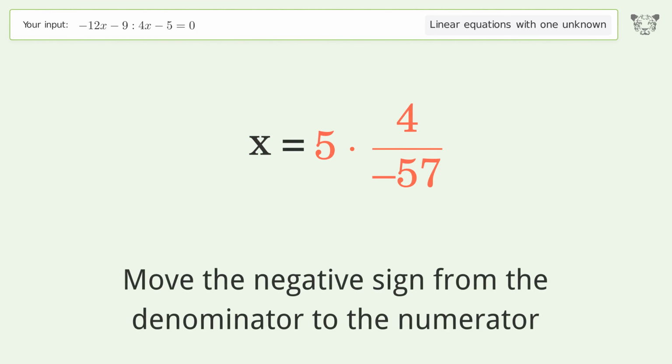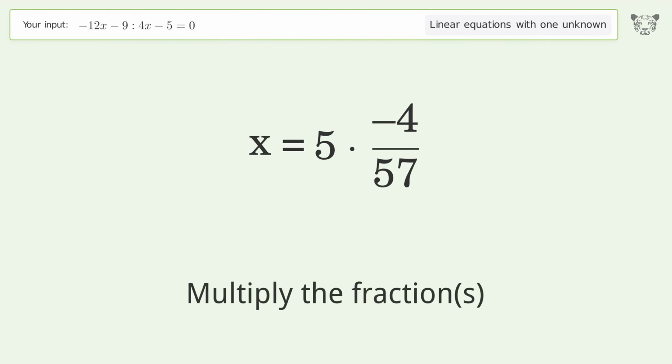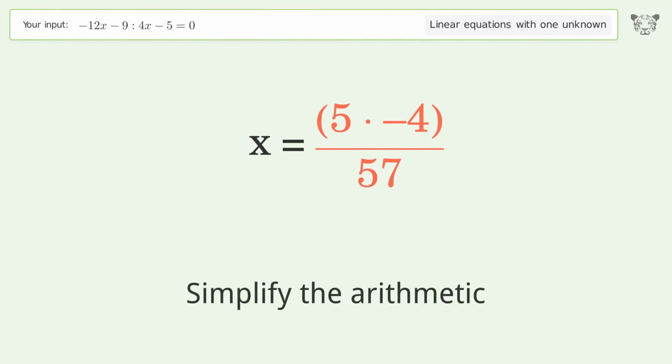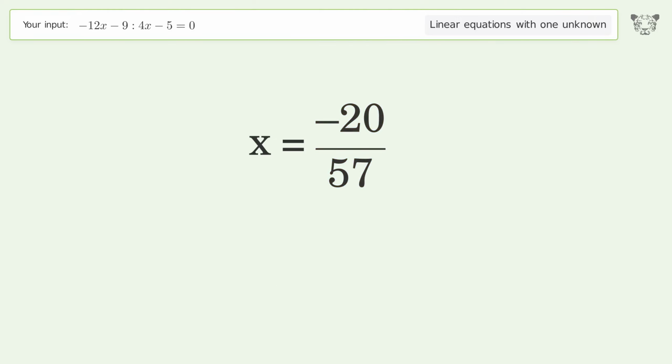Move the negative sign from the denominator to the numerator. Multiply the fractions. Simplify the arithmetic. And so the final result is x equals -20/57.